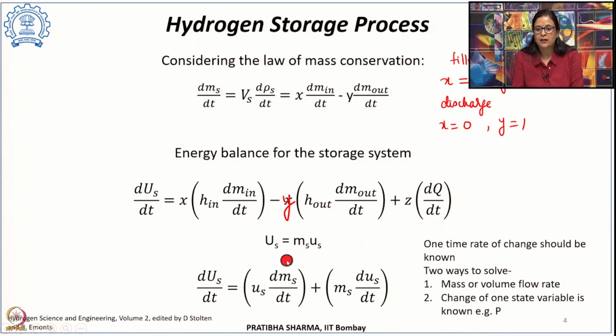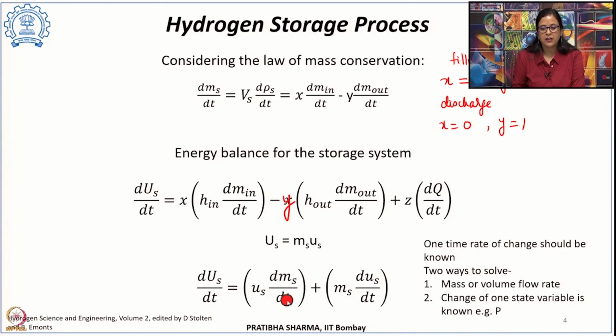Now this total internal energy can be written as the mass in the storage system times the specific internal energy in the storage system. So Us, capital U, is the total internal energy, m is the corresponding mass, and small u is the specific internal energy. Now, if we differentiate, we can write dUs upon dt as equal to small us dms upon dt plus ms dus upon dt. Now if we want to solve this expression, we need to know at least one rate of change.